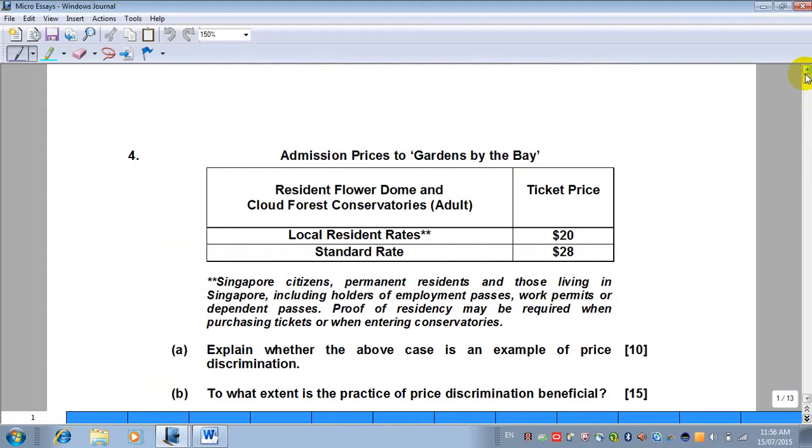Alright, can you please take out your question paper and read through the question. And at the same time, please make sure that you have your market structure lecture notes before you, because we need to go through and recap some price discrimination content before we go through the following question.